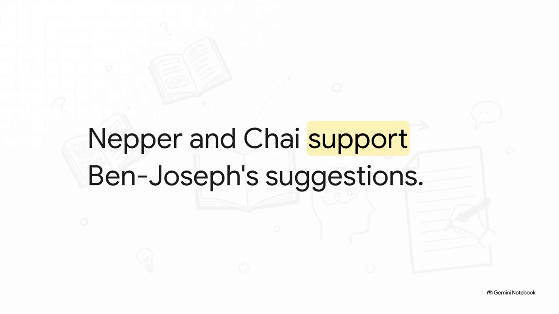And this brilliantly illustrates exactly how to do it. Notice how the author uses transition words like similarly and support. They aren't just listing dry facts, they're actively putting these distinct sources into a conversation with one another. By pointing out that Nepper and Chai support Ben Joseph's suggestions, the writer has drawn a real relationship between the texts. And that leads to a brand new, broader conclusion about how parents can combine these strategies to build healthy habits. That, my friends, is synthesis in action.